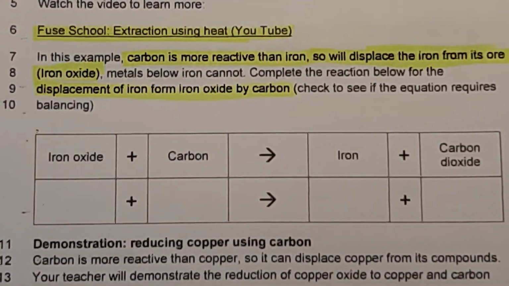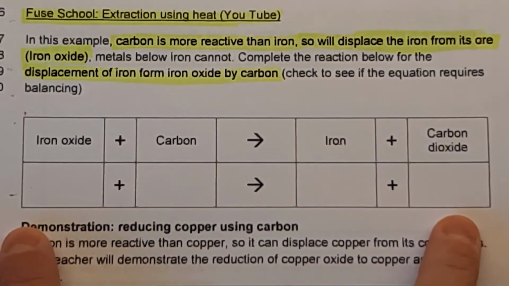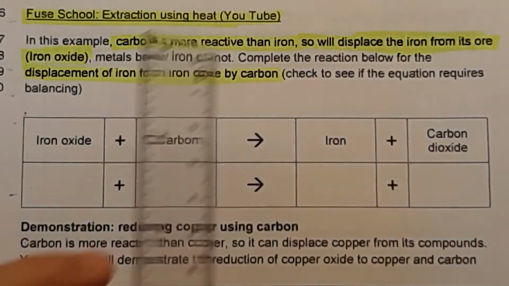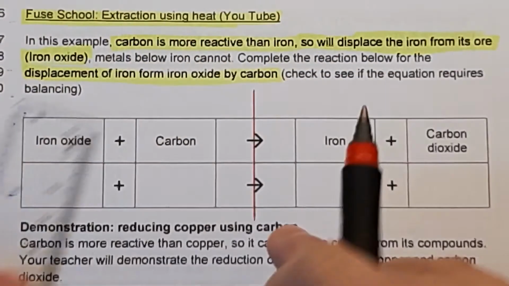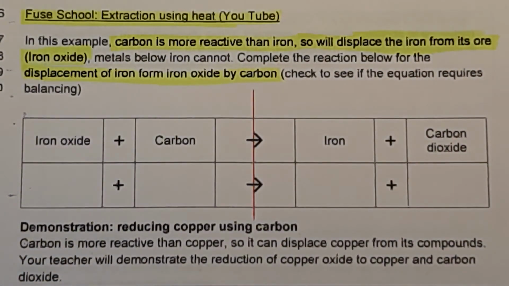So pause the video, have a go at completing this reaction. We're going to use chemical symbols. Okay, so for carbon, you need to look at the periodic table and see what the symbol is. And for all the other ones, and then you need to check if you've got exactly the same number of elements on the left side of the equation as on the right side of the equation. So pause the video whilst you do that, please.